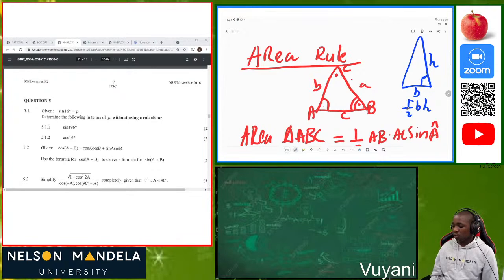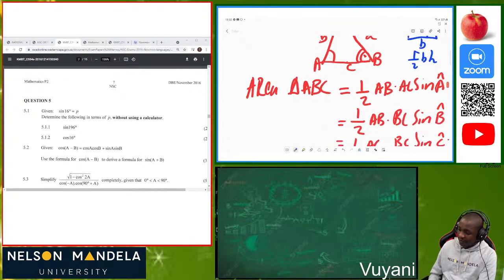But now the area rule applies in this case, where we are given a triangle. Maybe it's a scalene triangle, or maybe it's an isosceles triangle, maybe it's an equilateral triangle. Those are the three types of triangles. So if you are given those triangles without a right angled triangle, you can use the area rule so that you can determine the area of that triangle.